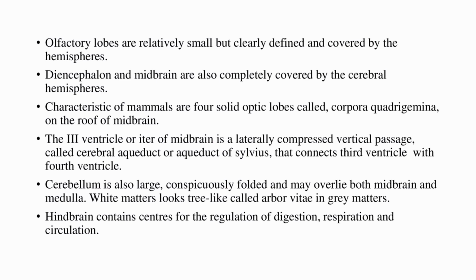Characteristic of mammals are four solid optic lobes called corpora quadrigemina on the roof of midbrain. The third ventricle or iter of midbrain is a laterally compressed vertical passage called the cerebral aqueduct or aqueduct of Sylvius that connects the third ventricle with fourth ventricle.